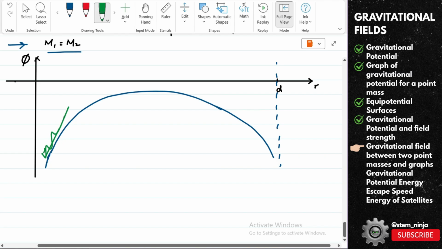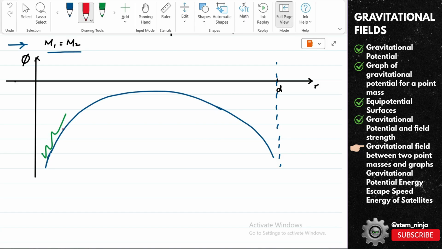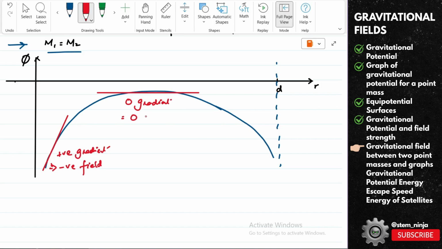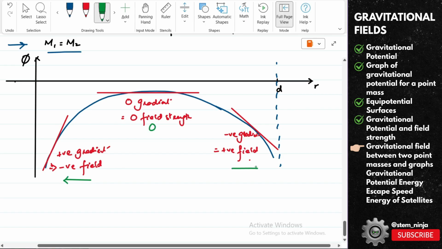The gradient is positive over here. So positive gradient means negative field direction. Gradient becomes 0, so 0 gradient means 0 field strength, and then the gradient is again negative. This would mean the field direction is positive. Okay, now this would mean that the field direction is this way, it's 0, and in this case it's in this direction.